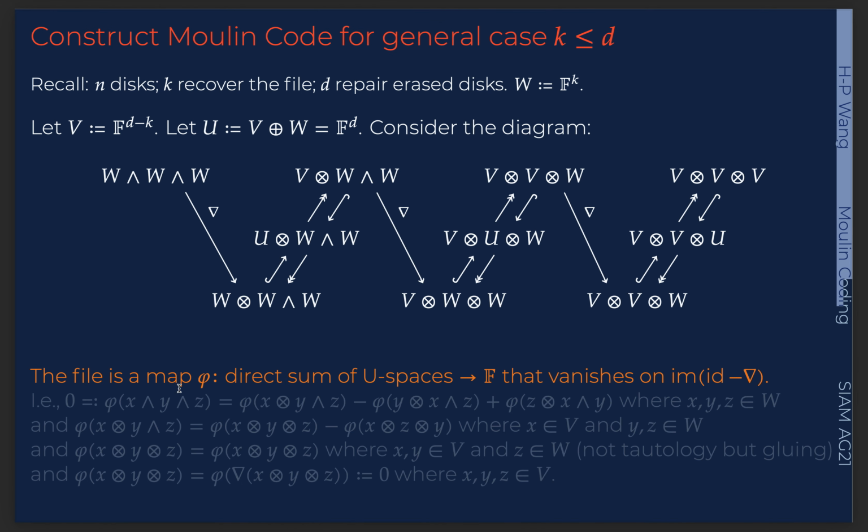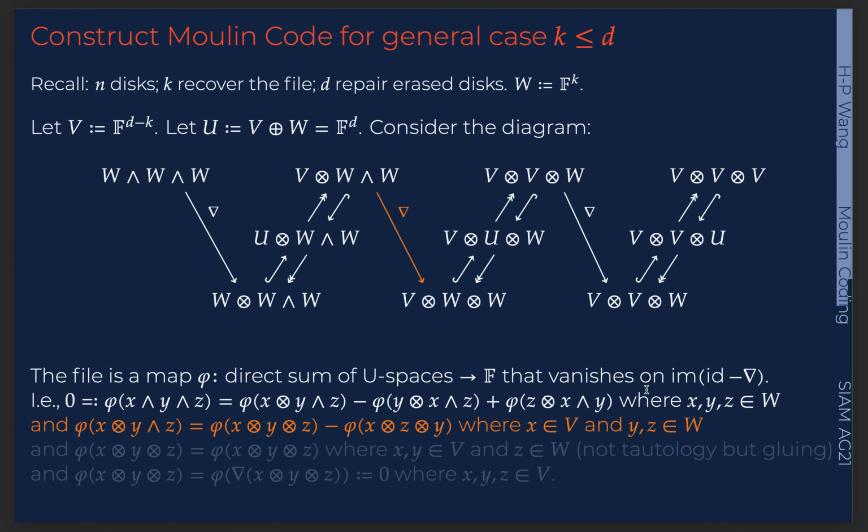We will now let the map phi be any map from the direct sum of U spaces, that is, any space with U in it, this one, and this one, to F, that vanishes on the image of identity minus nabla. So this means that we have 4 parity check equations. For example, the first one is phi of x wedge y wedge z equals phi of x tensor the other 2 minus phi of y tensor the other 2 minus, you know, the rest.